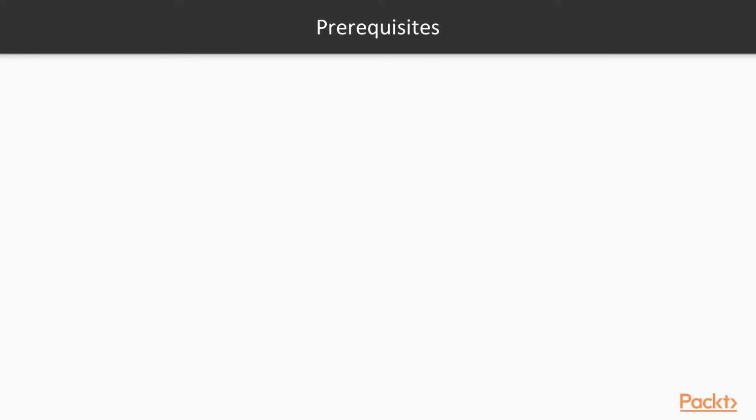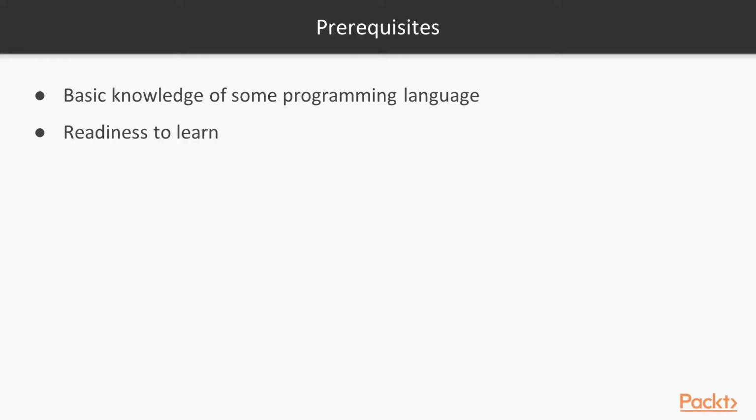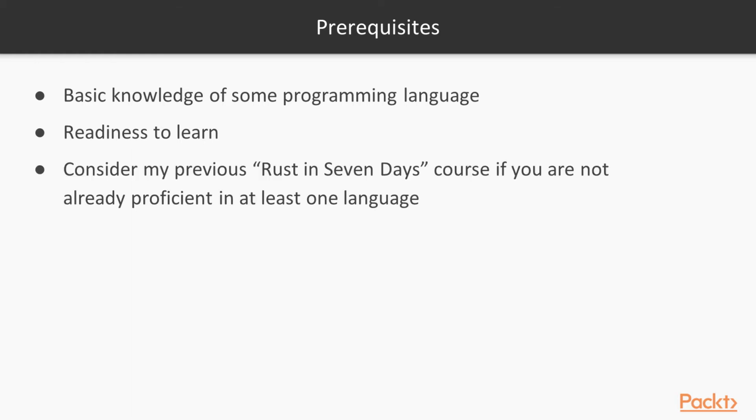Some prerequisites for the course: some basic knowledge of some programming language would be helpful. It doesn't need to be very deep. We will cover more, but if you've done some programming in the past, that would be very helpful for this course. And you need to be ready to learn. This course goes pretty fast, if I'm honest. If you are completely new to programming, consider my previous Rust in 7 Days course. That should also be available through this system. And let's get started, shall we?